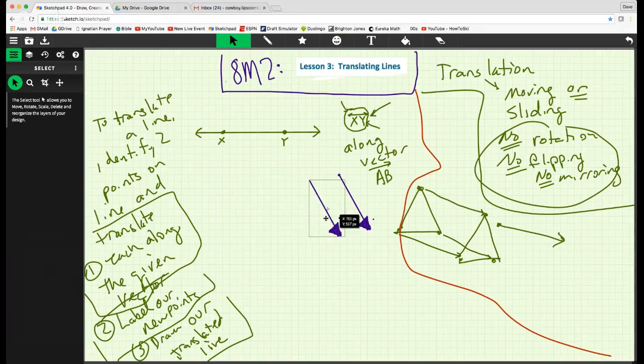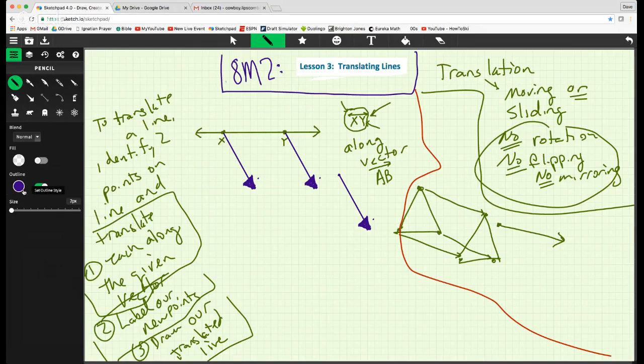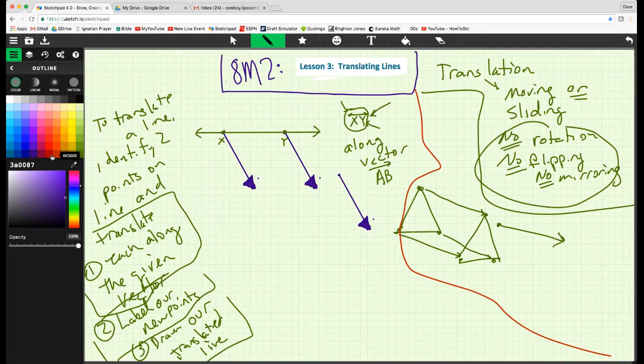We'll copy it, and we're going to translate each of our points using our vector. Okay, so that's the first thing we're doing: we're going to translate each along the given vector. So we take the 2 points, X and Y, which we're going to map. Now I'm going to draw this new line. Let's draw it in red. So let's put our new points right here and right here.